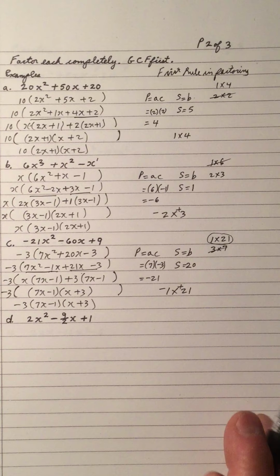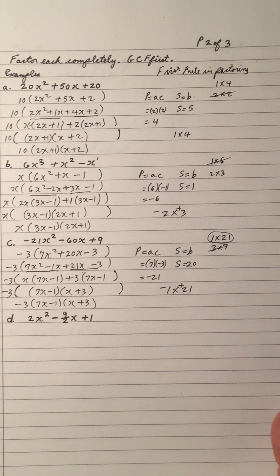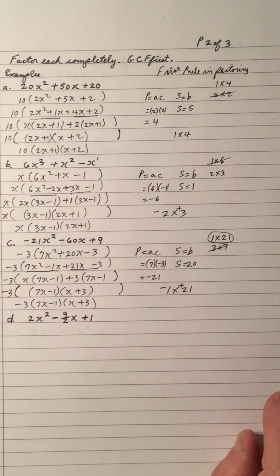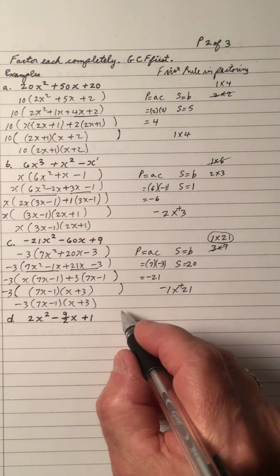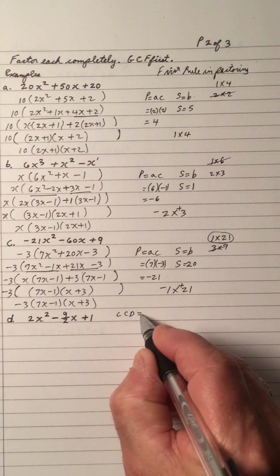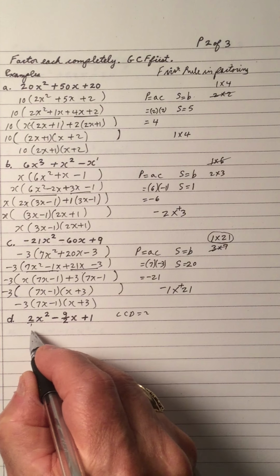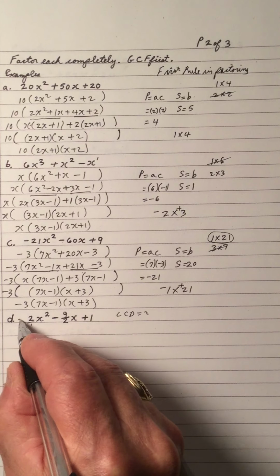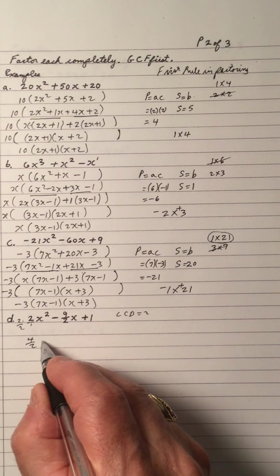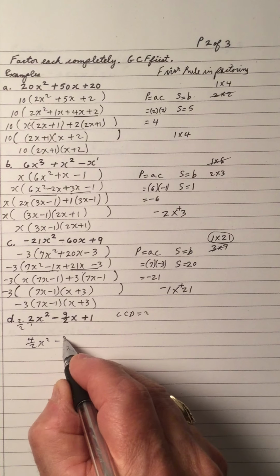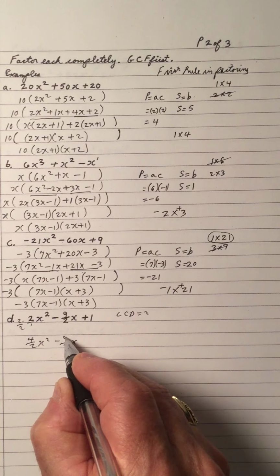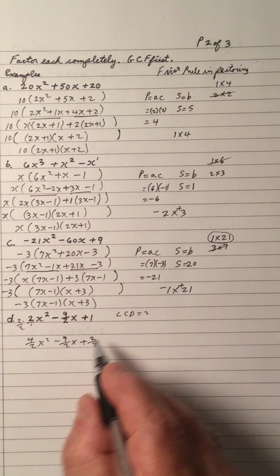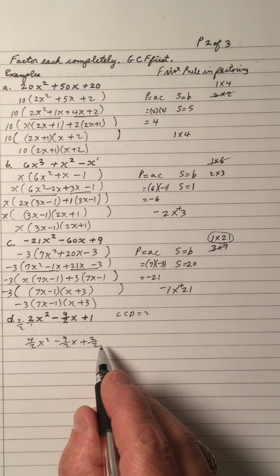D, we have a fraction. So the best way to handle a fraction is to express each term with the same denominator. So the LCD is 2. So 2 over 1 becomes 4 over 2, because you multiply by 2 over 2. X squared, 9 over 2x, negative. And another name for 1 is 2 over 2. So all denominators are now the same.